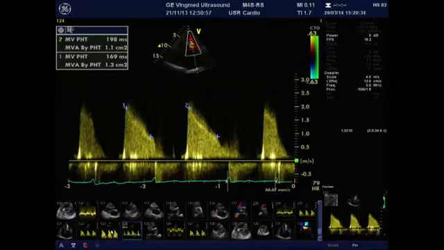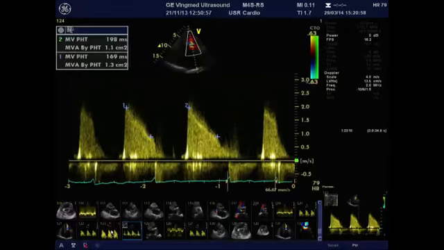We can first use the pressure half-time method, but in this situation, when there is some degree of aortic valve regurgitation, we should remember that we cannot be fully confident in measuring mitral valve area using the pressure half-time method, because the pressure half-time is usually shorter in the presence of some degree of aortic regurgitation. So this is not a perfect method for assessing mitral valve disease in this case.